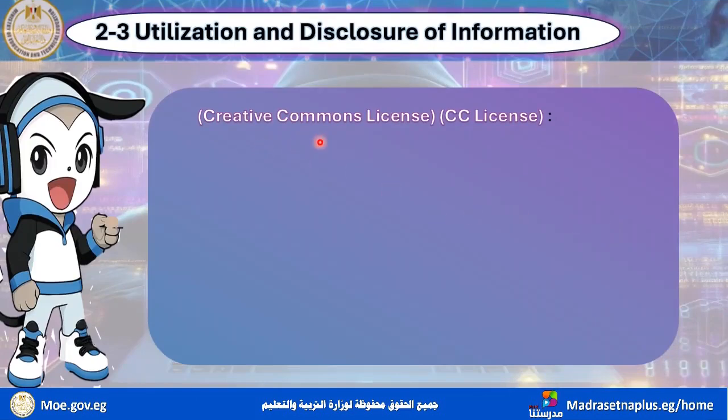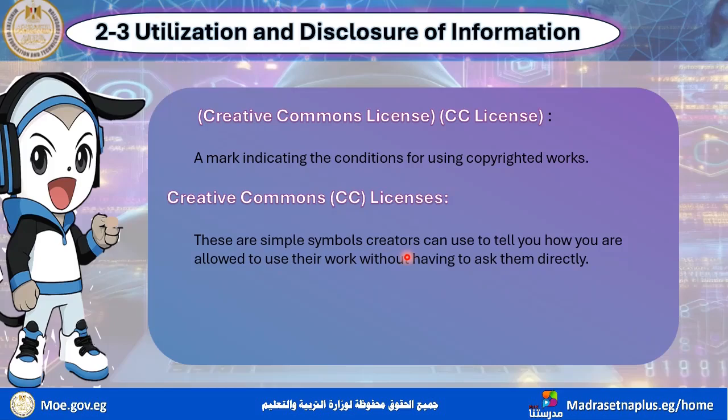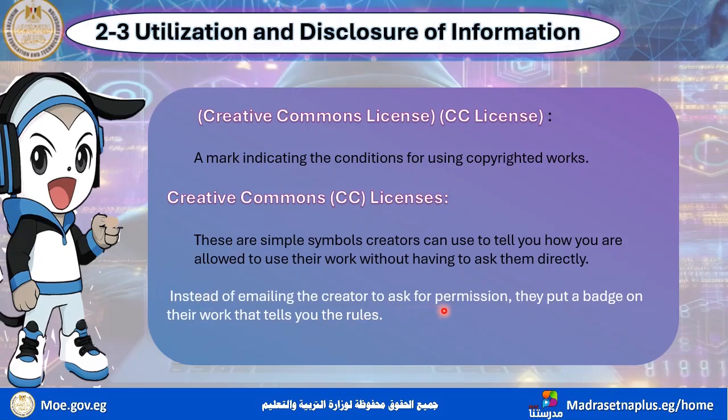And we now have the Creative Commons license, the CC license. So what is it? It's a mark indicating the conditions for using copyrighted work. So the Creative Commons or CC license consists of sample symbols creators can use to tell you how you are allowed to use their work without having to ask them directly. Sometimes creators give samples to the audience to let them know how they can use their work. These samples we call the Creative Commons license or CC license. So instead of emailing the creator to ask for permission, they put a badge on their work that tells you the rules for it.